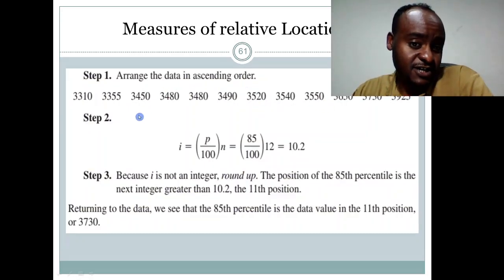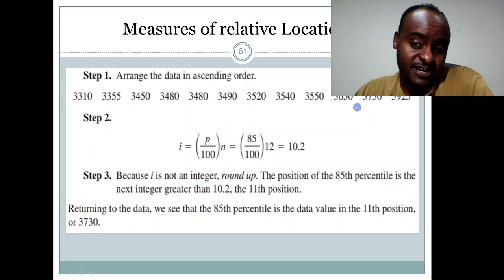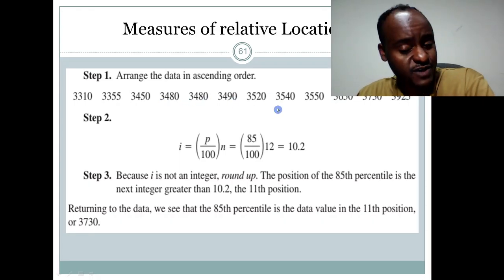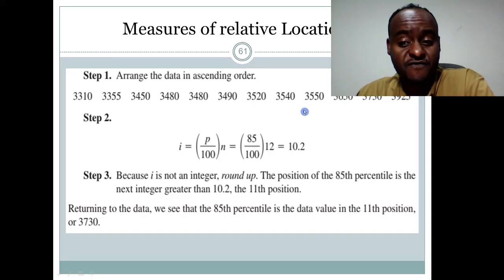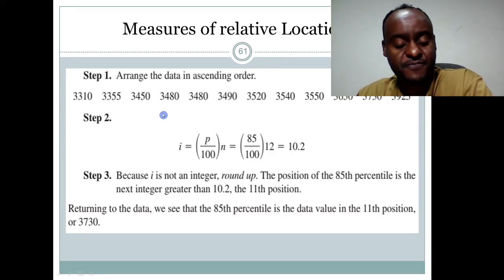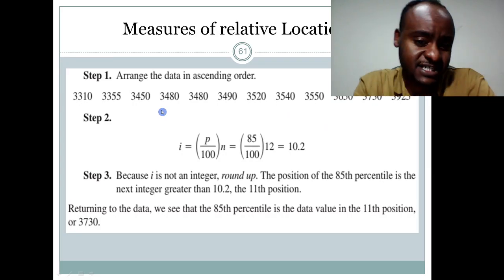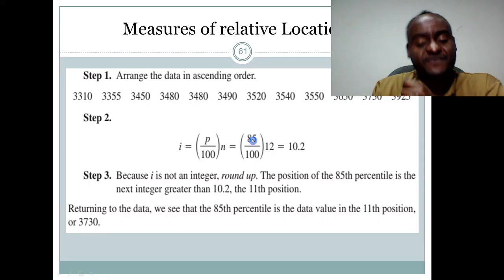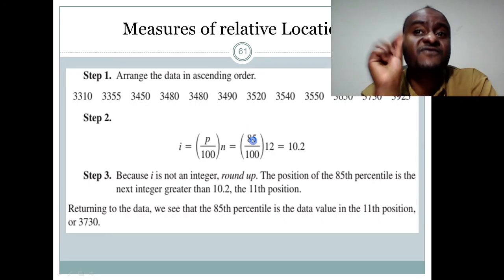Arrange the data in ascending order. It's fortunate that the data is already arranged in ascending order: 3310, 3355, 3350, 3450, 3480, 3480, 3490, 3520, 3540, 3550, 3650. These numbers are beginning salaries, and we want to calculate the 85th percentile.